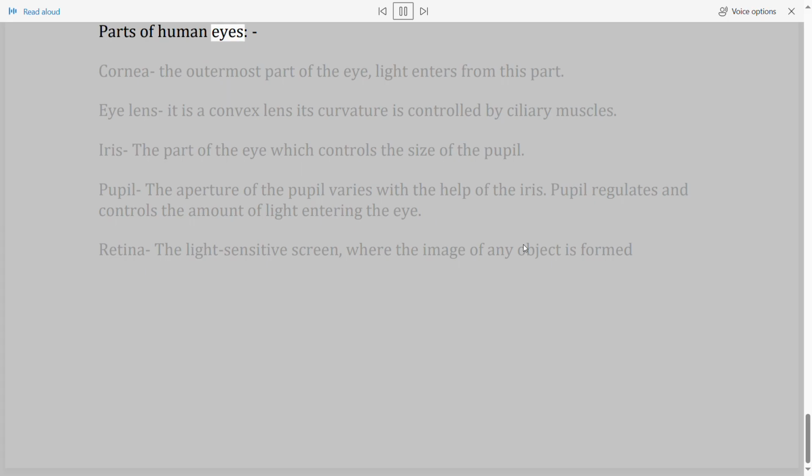Parts of human eyes. Cornea, the outermost part of the eye, light enters from this part. Eye lens, it is a convex lens, its curvature is controlled by ciliary muscles. Iris, the part of the eye which controls the size of the pupil. Pupil, the aperture of the pupil varies with the help of the iris. Pupil regulates and controls the amount of light entering the eye. Retina, the light-sensitive screen, where the image of any object is formed.